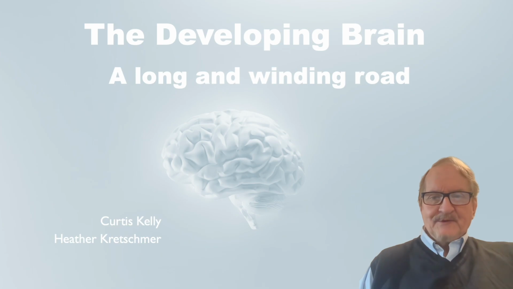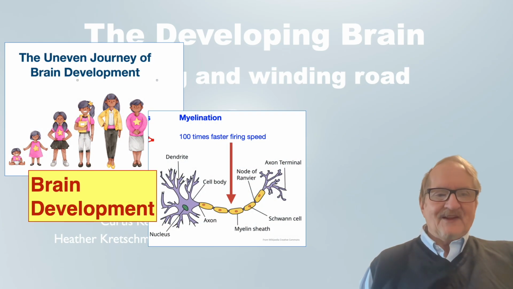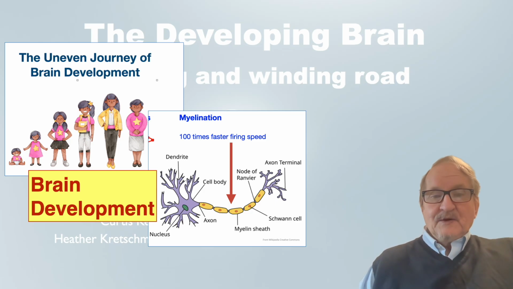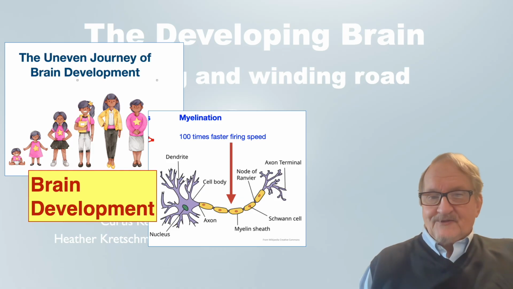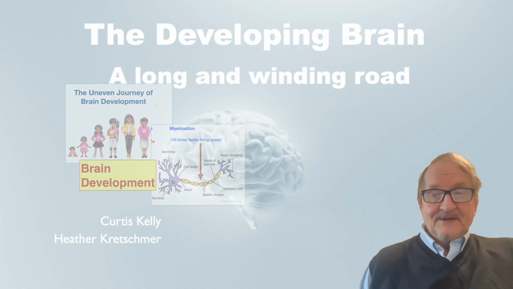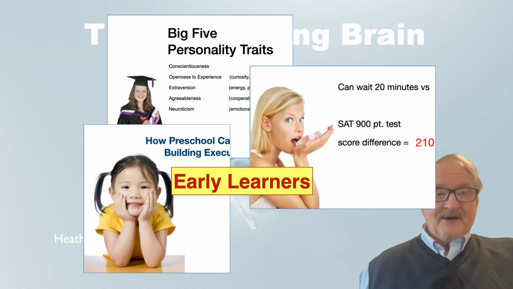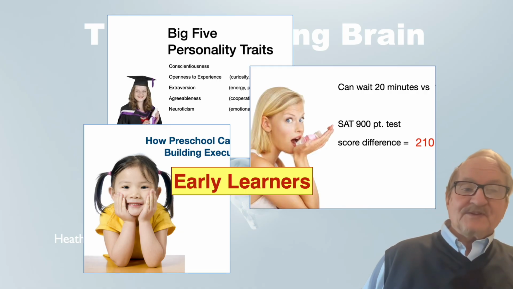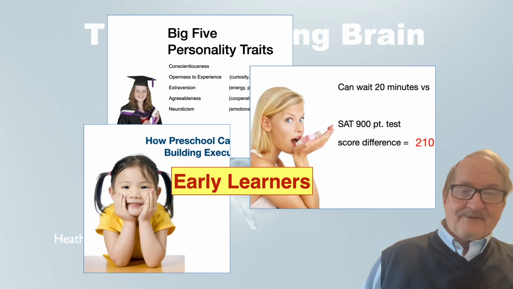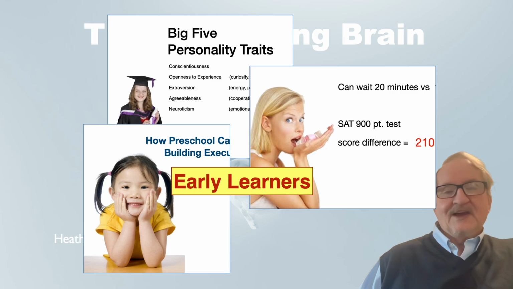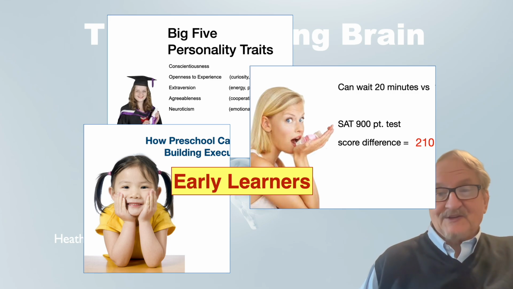In the developing brain, we're going to start by talking about how brains develop, how things like myelination lead to 100 times faster firing speed. And we're going to talk about critical periods, of course. Notice I said critical periods because there's a lot more than just the one we talk about in our field. Another topic is going to be about why preschool teachers are probably the most important teachers that kids will ever have, because that's where they start building executive functions. And of course, we're going to talk about the marshmallow test.